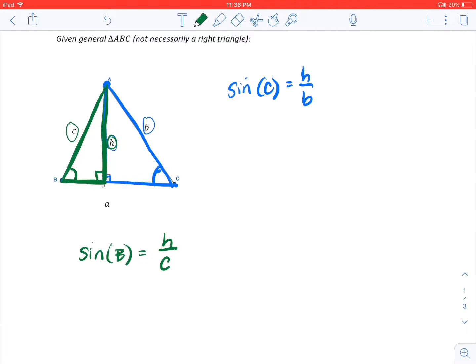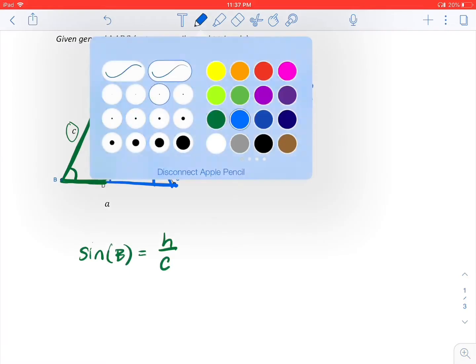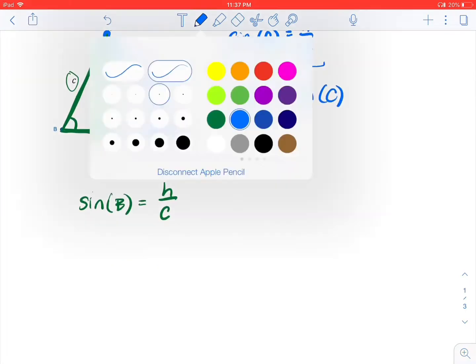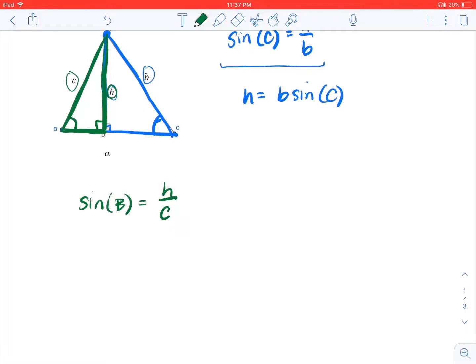In both of these, I have a similar ratio with that altitude length h in the numerator of both of them. And I wonder if I can reorganize these statements to get something meaningful out of it. So let's see. On the blue ratio, if I multiply both sides by b, I get that h is equal to b times the sine of angle C. In the green ratio, if I multiply both sides by the measure of side length c, then I get c times the sine of angle B is equal to h.